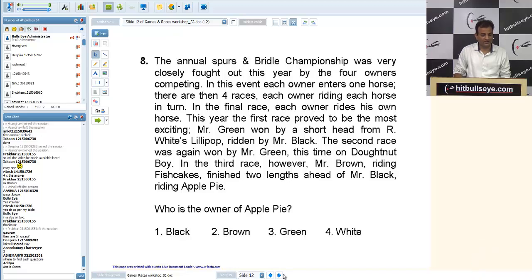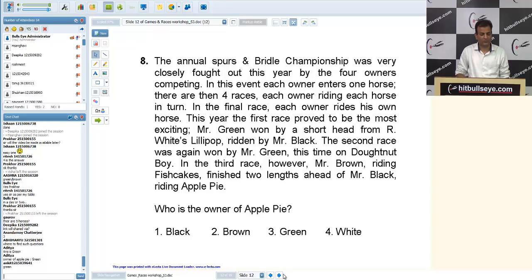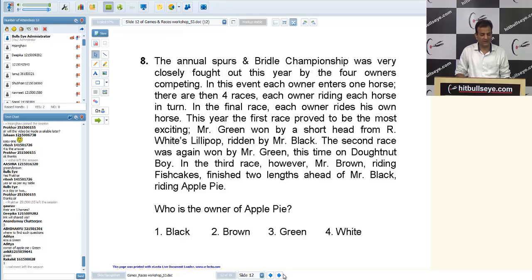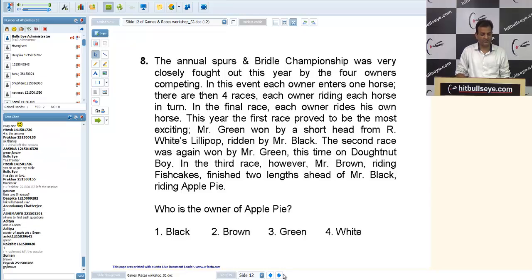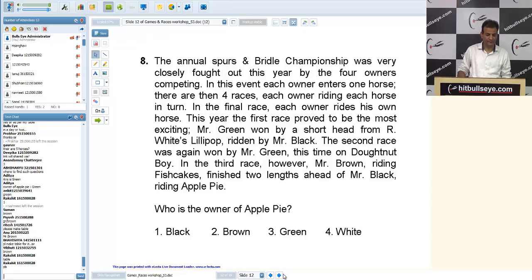Answer is green. Where's Abhimanyu? Old bulletins, old papers. Most of the students are giving the answer green. Should I make it black? Then black is the answer. Most of the students are giving the answer black. Now Suman's answer is right. It is brown. It should be brown.